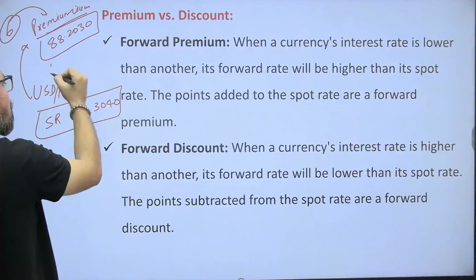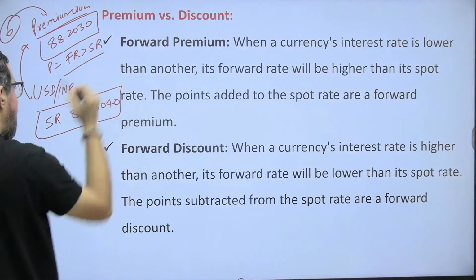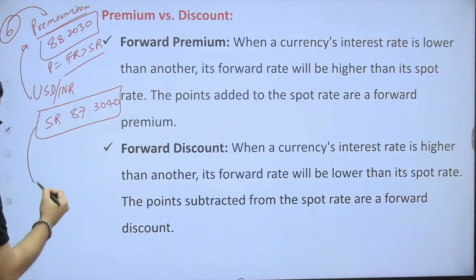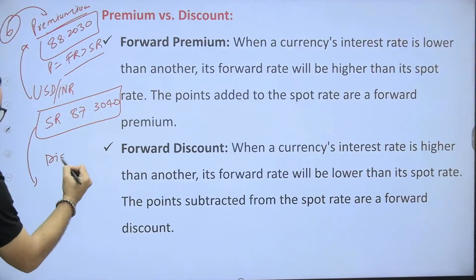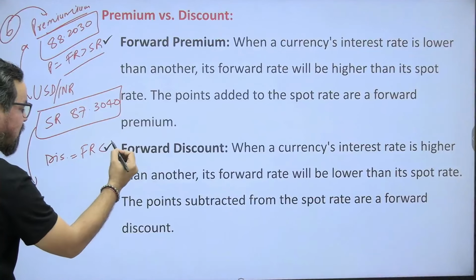Premium is when your forward rate is greater than the spot rate. Then it can be at a discount also. So when it comes to discount, it is when your forward rate is less than your spot rate, right?